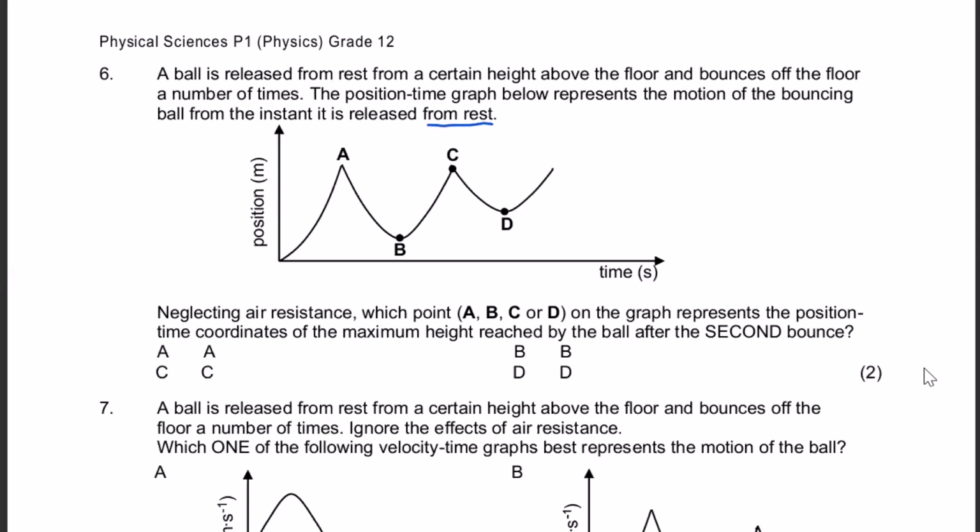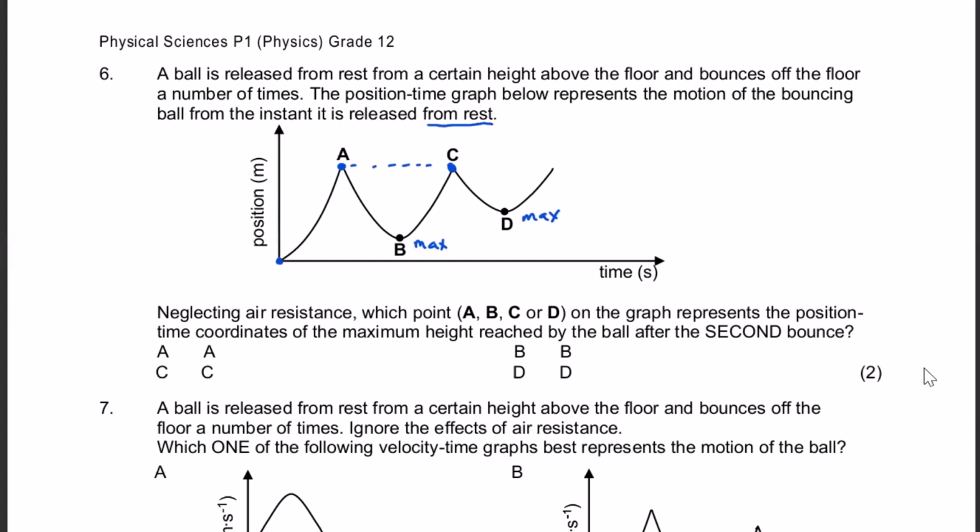Okay, so we release the ball from a certain height above the ground. Here, point A and point C are where the bounce happens. At A and C, the object is hitting the ground. Then B is also our max height, as well as D is our max height, depending on which point we are going to refer to after how many bounces.